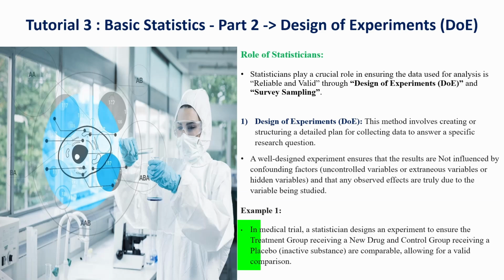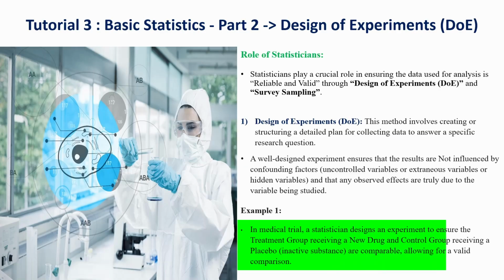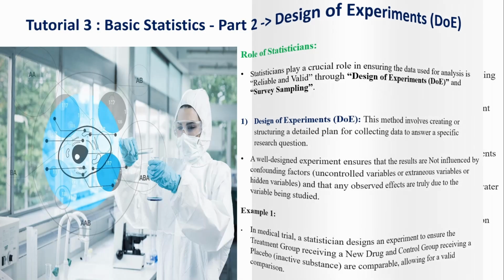Example 1. In a medical trial, a statistician designs an experiment to ensure the treatment group receiving a new drug and the control group receiving a placebo or inactive substance are comparable, allowing for a valid comparison.